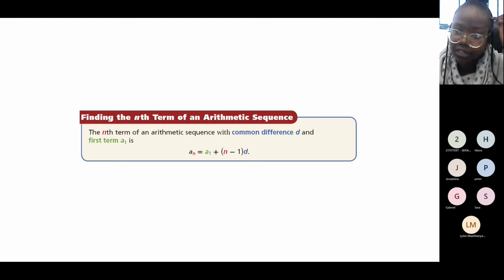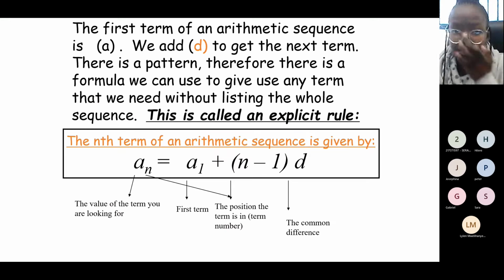This is just an explanation of the terms that are involved in the formula. An is the term that you are looking for, a1 is the first term, and n is the position of the term. Whatever position the term you are being asked to look for is in, you subtract 1 from its position, then multiply that by the common difference, and you will be able to find your next term.